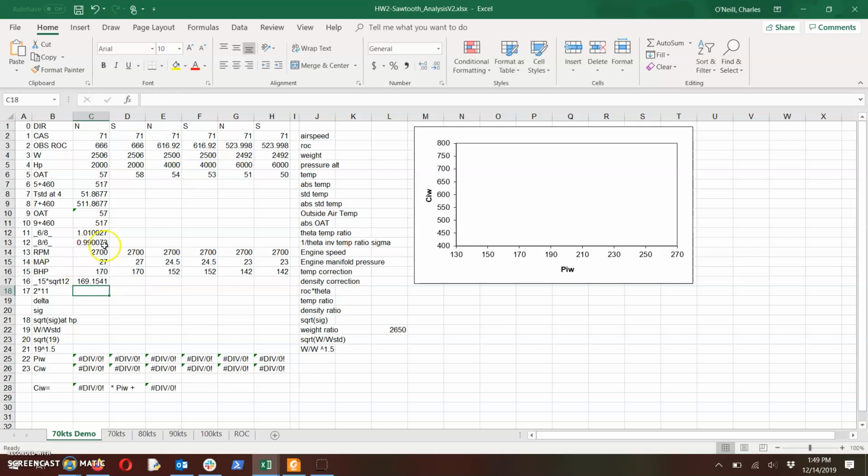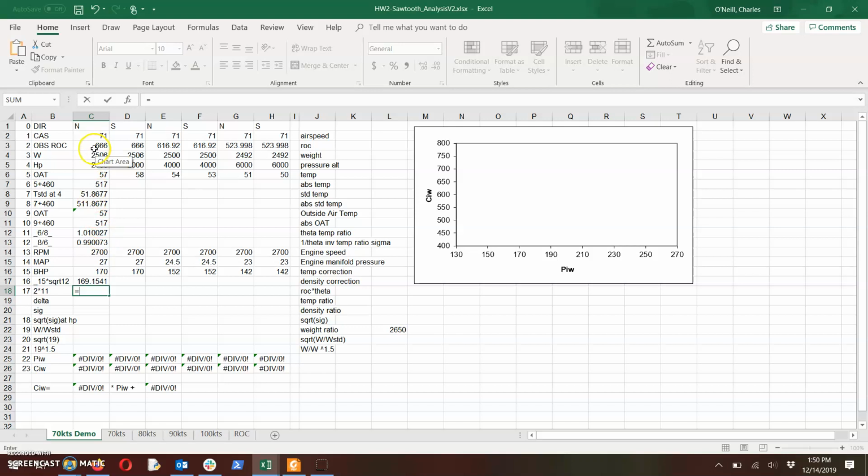And that just says that if you have a hotter than normal day, you have a little bit lower density for that same pressure, which means that you have a little bit less oxygen content, which is less performance of the engine.